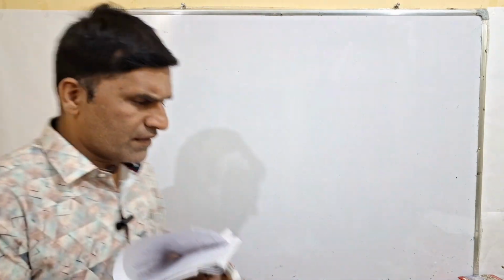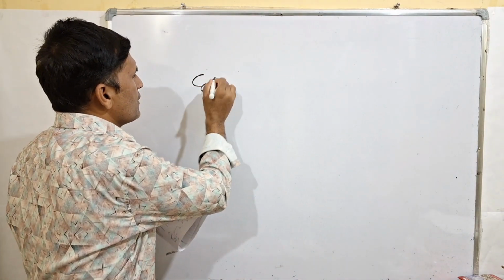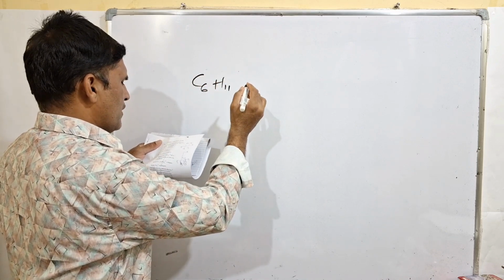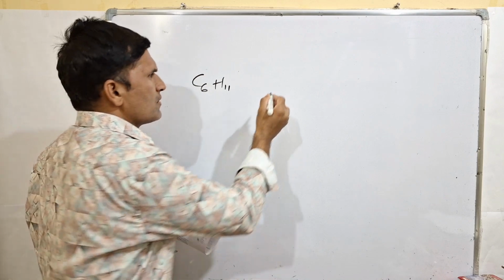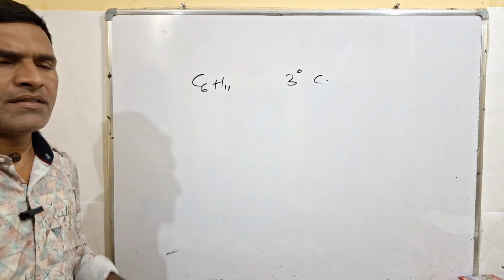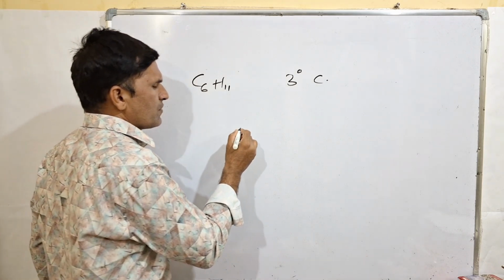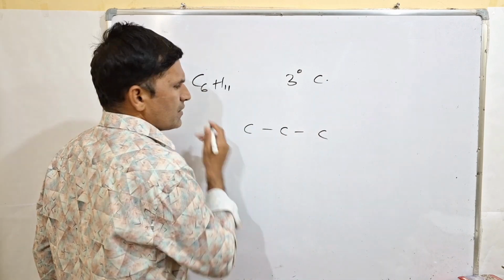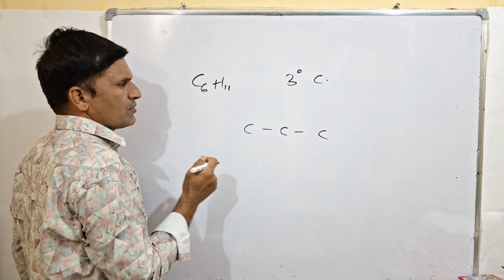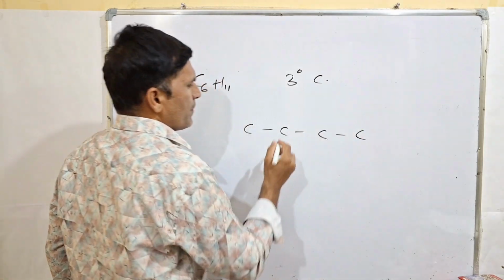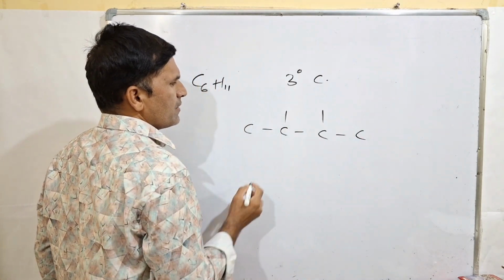A compound with molecular formula C6H11 has two tertiary carbon atoms. Then what is its IUPAC name? It is being asked. So you write the skeletal structure like this. It has to be 6 carbon atoms totally. So let us make it like this.